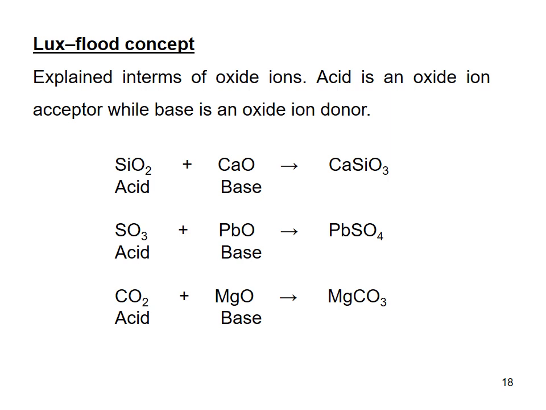So you have another example like sulfur trioxide, SO3, and lead oxide forming lead sulfate. So SO3 is accepting an oxide from the PbO, so SO3 becomes an acid and PbO becomes a base. Similarly, we have one more example like carbon dioxide and magnesium oxide, where it forms magnesium carbonate. So this CO2 is accepting an oxide from the MgO, so MgO is a base. Since CO2 is accepting an oxide, it becomes an acid.